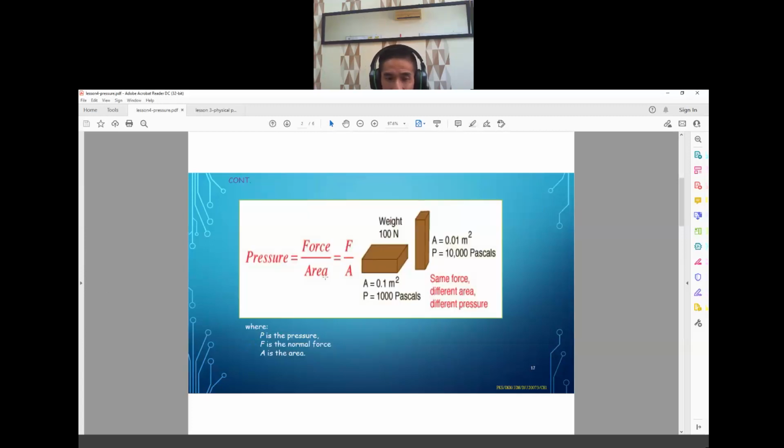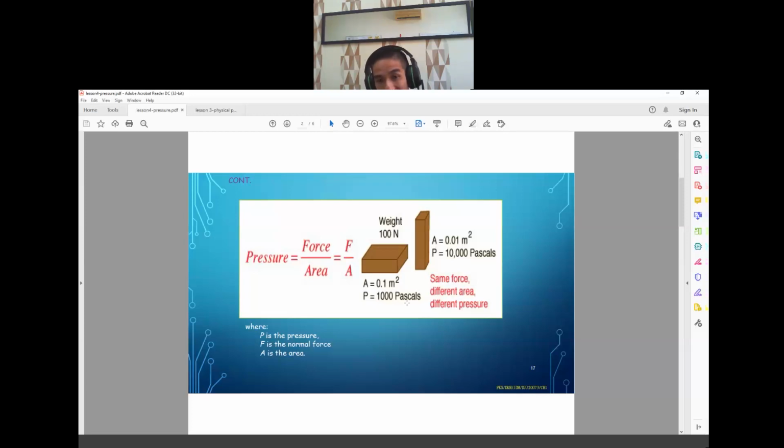So as mentioned, this is the equation, F over A. Here is a very simple example. If the weight, that means the force, is 100 Newton, and you have an area of 0.1 meter square, then you should have 1000 Pascal. So Pascal is equivalent to Newton over meter square too.